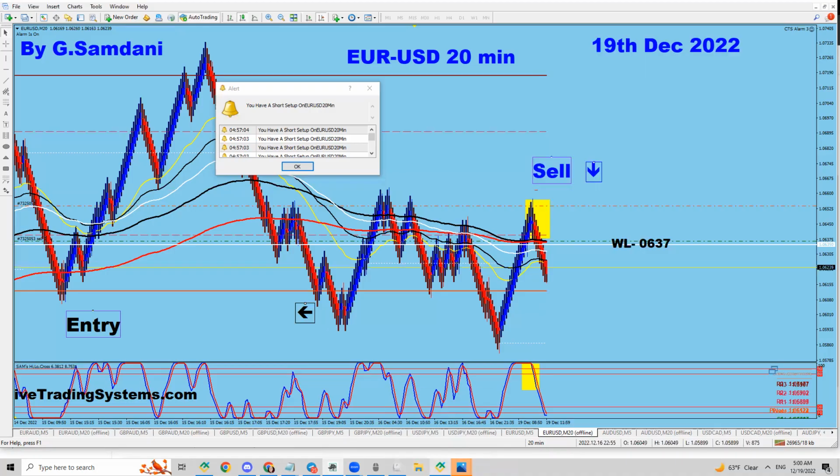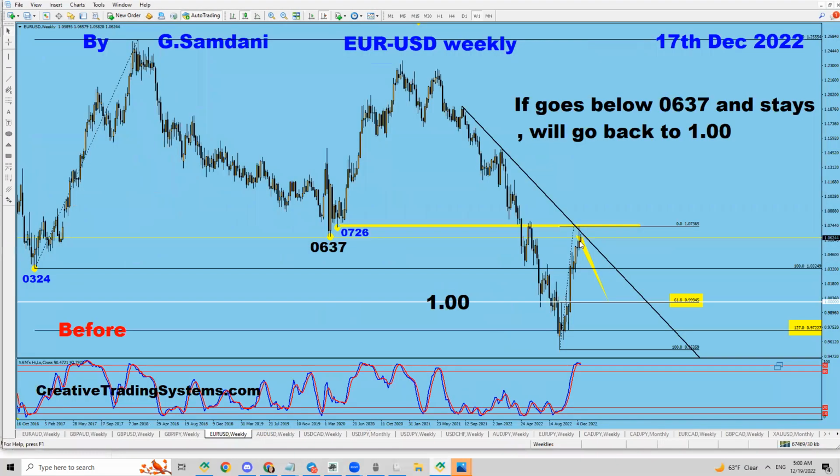For example, this is a weekly chart. We have a long way to go to the downside, so I'm not worrying about it at all. This is the EUR-USD weekly chart. If it comes down here, that's 0324. We are at 0624, so a 300 pip drop from here to here. It's not going to do it in one day, but maybe 100 pips today, and 100 pips tomorrow. I'm expecting all the way to parity here, but let's see. What's in it for us.